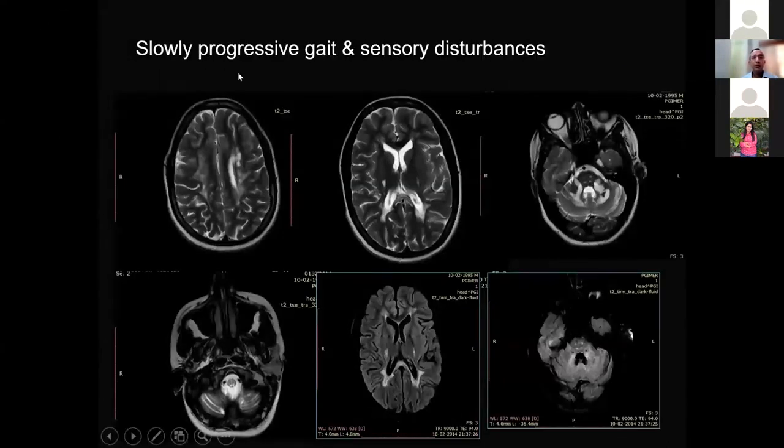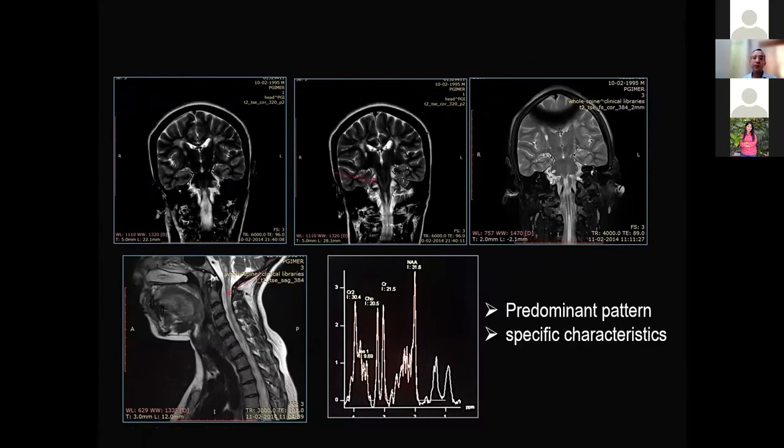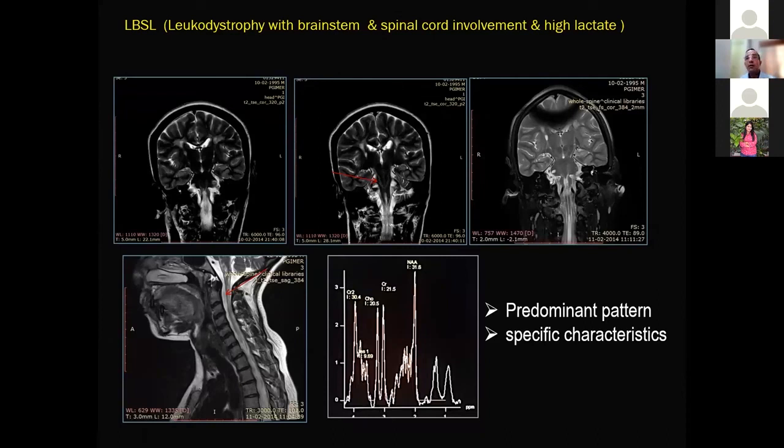Another patient with slowly progressive gait and sensory disturbance. There are bilateral symmetrical changes in the periventricular white matter. There are changes in the corpus callosum and the brainstem. There are changes in the visualized upper cord. The middle cerebellar peduncle is involved. The cervical cord shows entire signal changes, and the spectroscopy shows a lactate peak. This involvement and characteristic imaging finding suggest a diagnosis of leukodystrophy with brainstem and spinal cord involvement and high lactate.